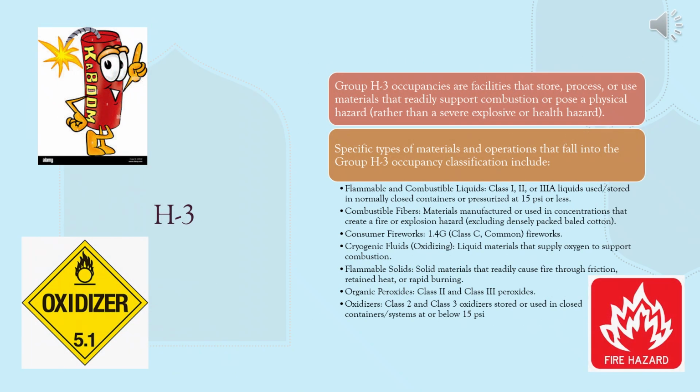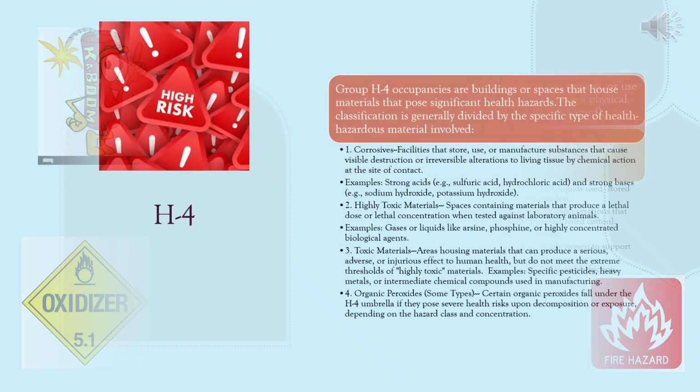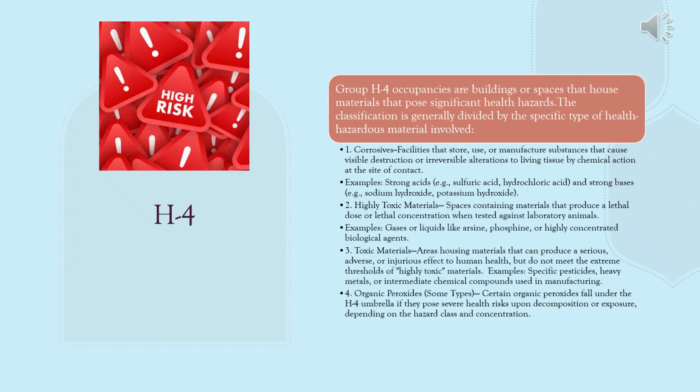H3 occupancies are facilities that store, process, or use materials that readily support combustion or pose a physical hazard rather than a severe explosion or health hazard. H4 occupancies are buildings or spaces that house materials that pose significant health hazards. The classification is generally divided by the specific type of health hazard material involved.